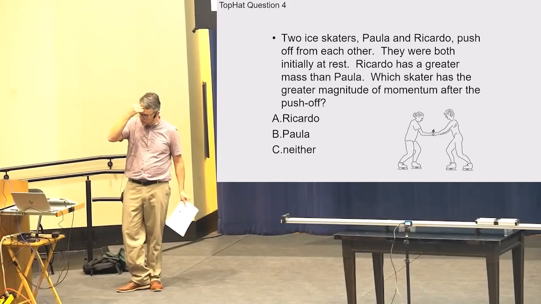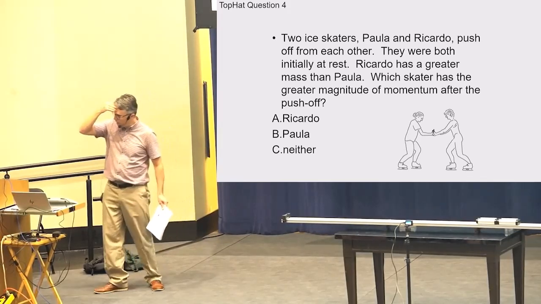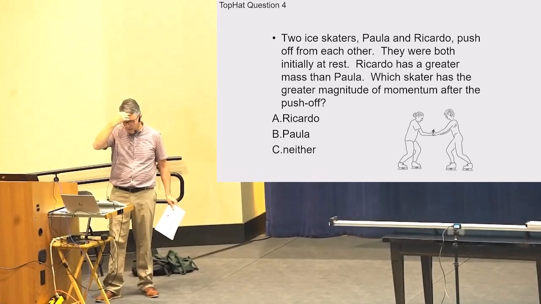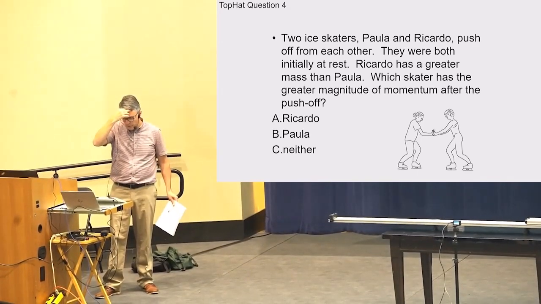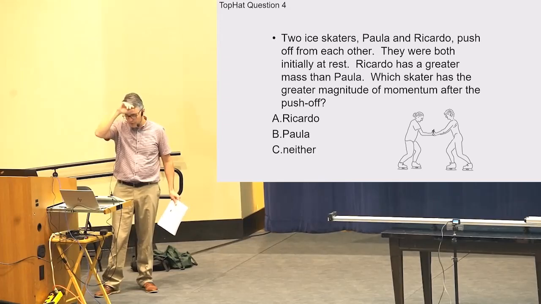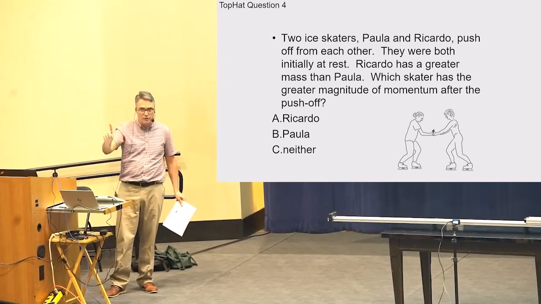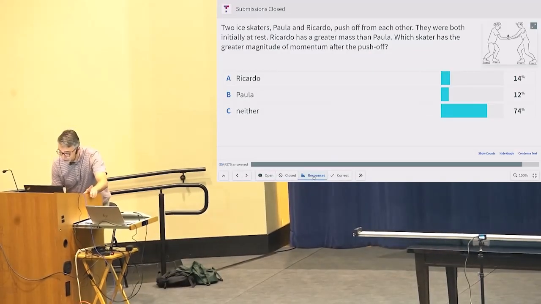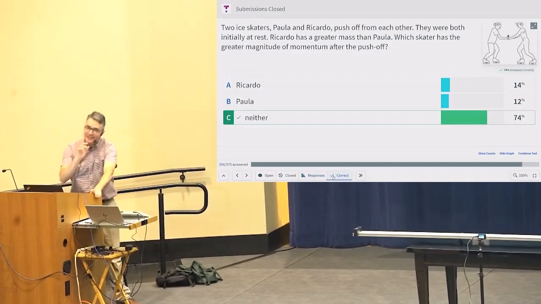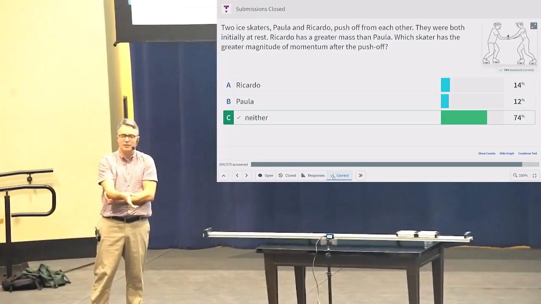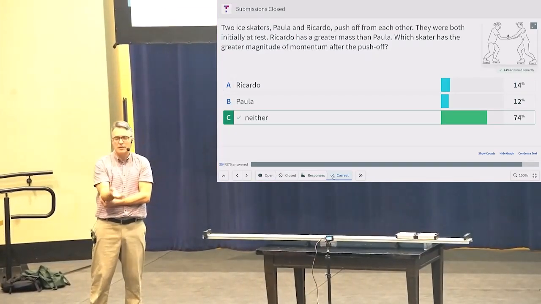Two ice skaters, Paula and Ricardo, push off from each other, and they were both initially at rest. Ricardo has a greater mass than Paula. I'm not really sure which one's which here. Which skater has the greater magnitude of the momentum after the push-off? Neither. Interesting. And this is what I was thinking. I agree. I was thinking that maybe it should be Ricardo because he's more massive.